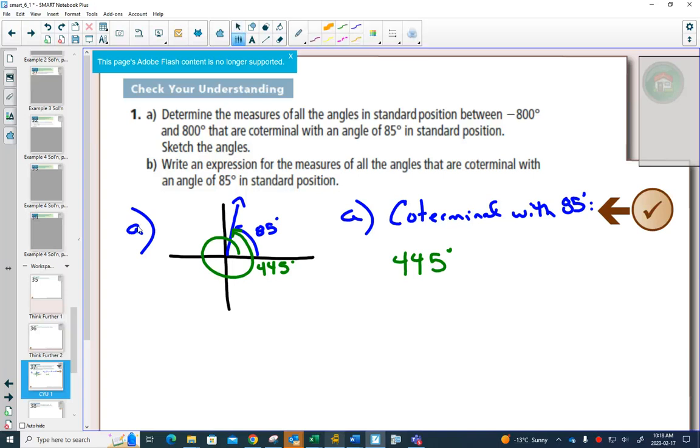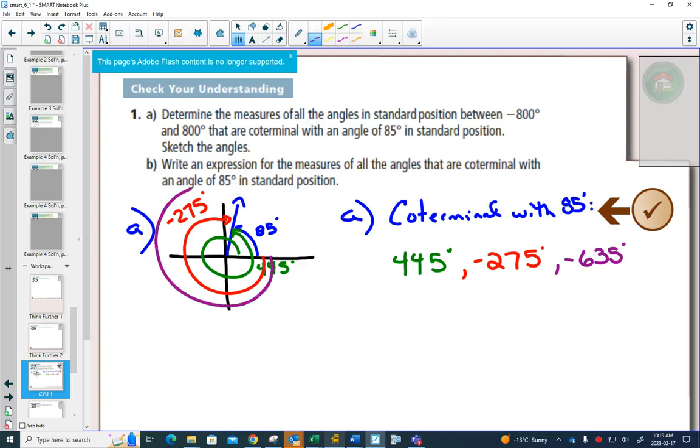Can you see that if I took 85 and I subtracted 360, I would get negative 275 degrees. Negative 275 degrees would be going backwards. There. Also coterminal because it ends in the same place. And if I subtracted 360 again, I would get negative 635 degrees, which would be all the way around once.